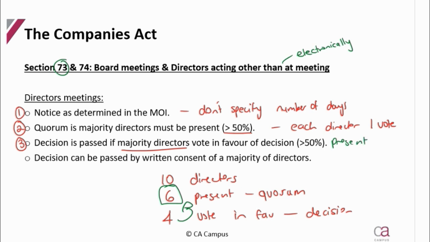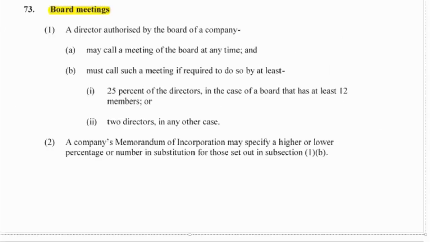Okay, same criteria. If you have to audit a director's decision, go and inspect the minutes for the notice, go and inspect the quorum to see that more than 50% of the directors were there, and then inspect the decision that more than 50% that were present voted in favor of the decision. Okay, and then you'll see there who can call board meetings, so you can see that any director can, and they must call if at least 25% of the directors ask for it, or 2 directors in any other case.